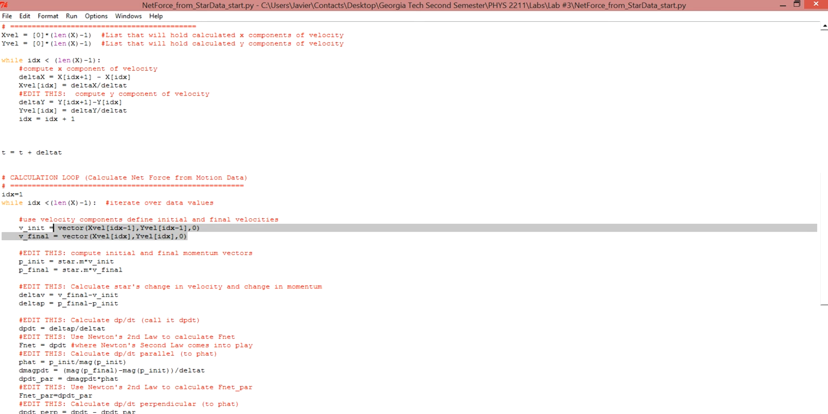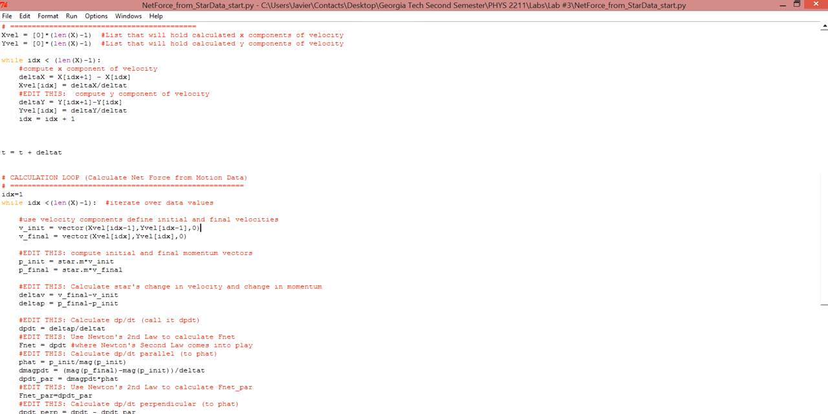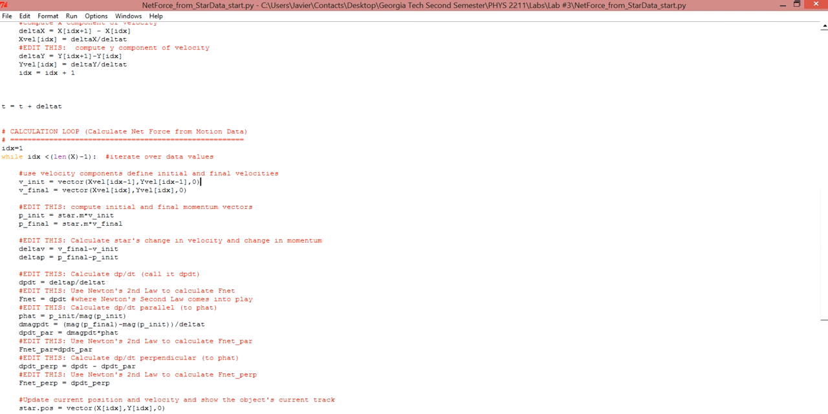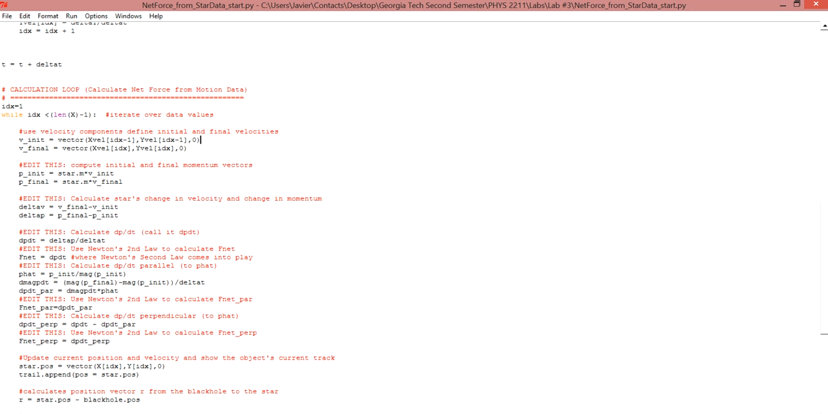As you can see here, we have the initial and the final velocity of the star. These two quantities can then be utilized to calculate momentum, since momentum is just the mass of the star times the velocity, in this case, the initial velocity and the final velocity. Then, since we know that delta p is equal to F net times delta t, we can say that F net is actually equal to dp/dt, as you can see right here in our code.